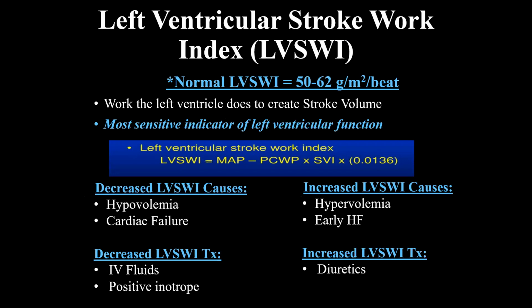So if it's decreased, I'm having failure. We want to give positive inotropes like Dobutrex or dobutamine, that's the other name, or digoxin. And if it's a volume issue, we're going to give back volume. If it's increased because I'm in fluid volume excess or early heart failure, we want to unload that volume. And we unload it with the diuretics. But this left ventricular stroke work index really tells me how effectively that left ventricle, which is our major pumper of the heart, is functioning.